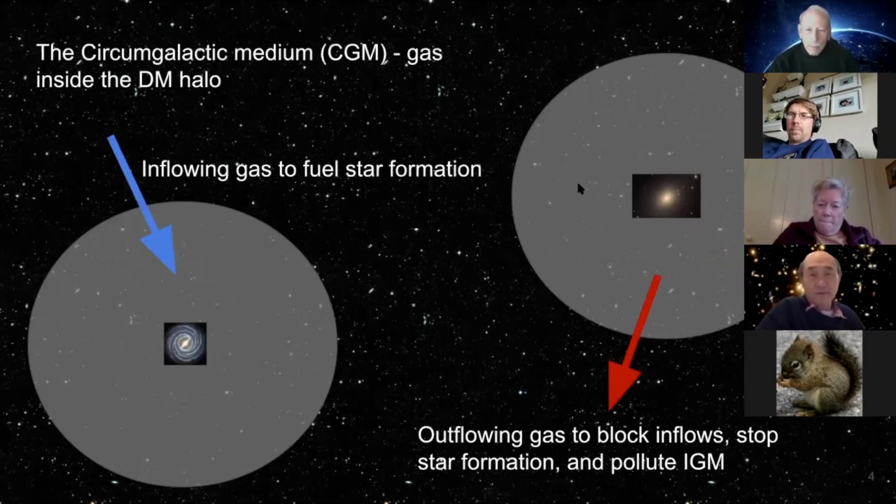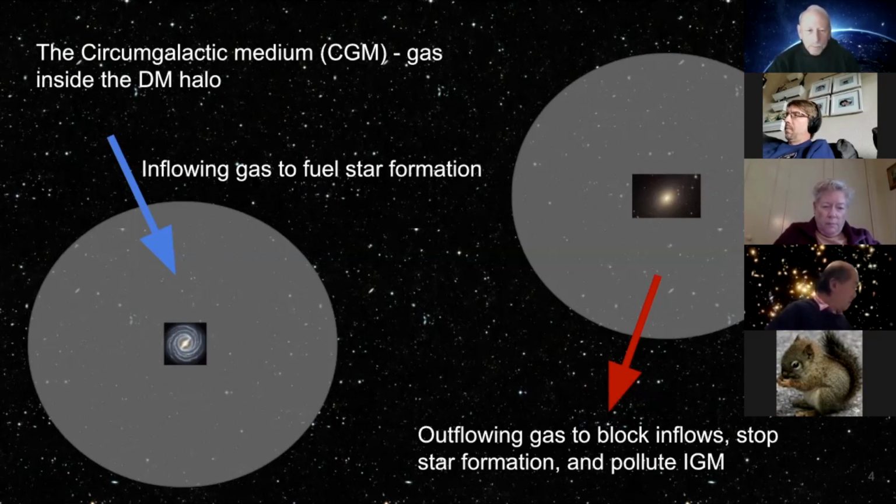So we're actually not going to be talking too much about dark matter in this talk, except for it's going to set the stage for where our material is, because it's dark and we can't see it. So instead, we're going to focus on what's called the circumgalactic medium. So that is the gas, sort of normal baryonic matter that lives inside this dark matter halo. So outside the galaxy, inside the virial radius.